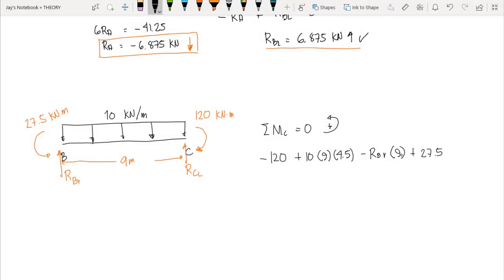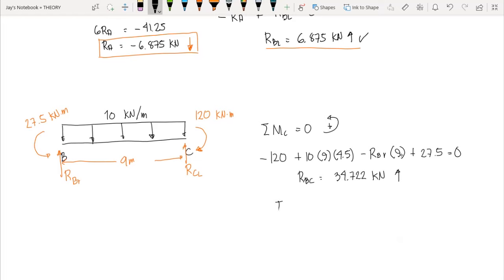That is positive, and this equals 0. RBR here is equal to 34.722 kilonewton, and this turns out positive. Therefore, we have the correct assumption that this is acting upward.